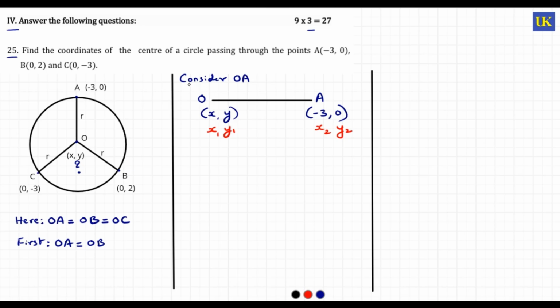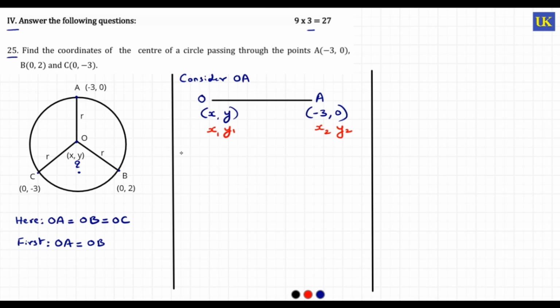So now first I have taken OA, this line joining O and A. O we have taken as x comma y, right? We have to find x and y, so for the time being I have taken the coordinates as x and y. And the coordinate of A we know, it is minus 3 comma 0. Let us take this one as x1, y1 and these coordinates as x2, y2, and using the distance formula we will find the distance OA.